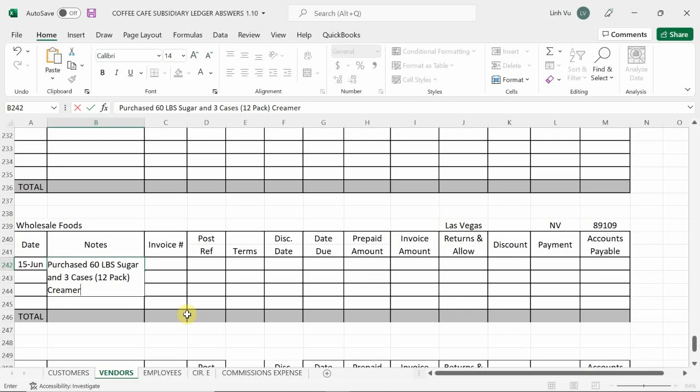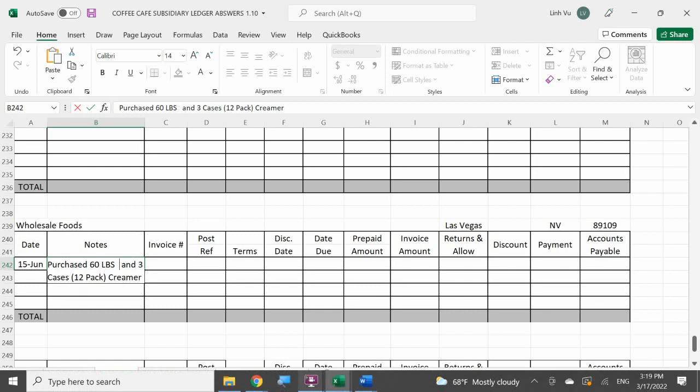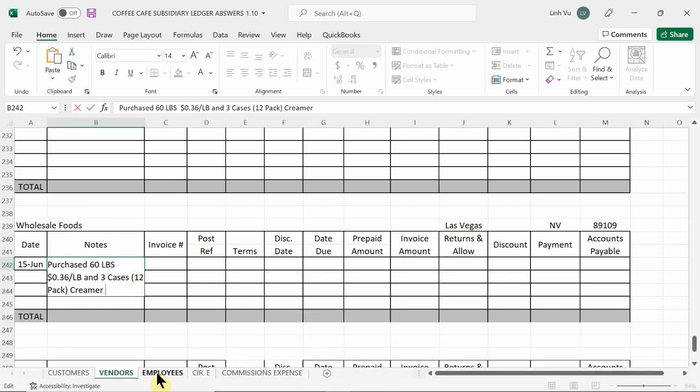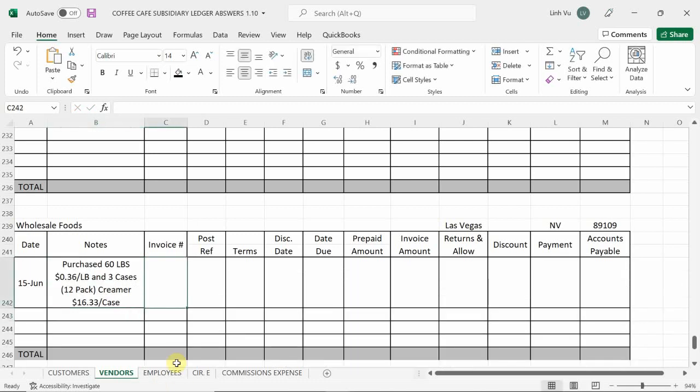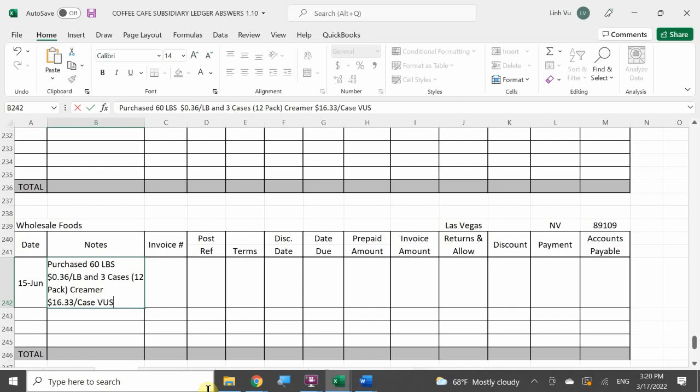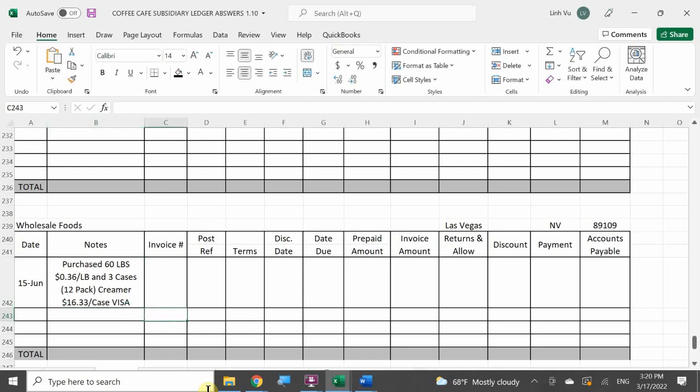Okay. Do you need to put the cents amount? You can. If I do 60 pounds sugar, what was it? 36 cents a pound. Okay. And creamer, it's $16.33 per case. Okay. And how did I pay for it? Okay. Invoice number, none. Post reference, page 5.